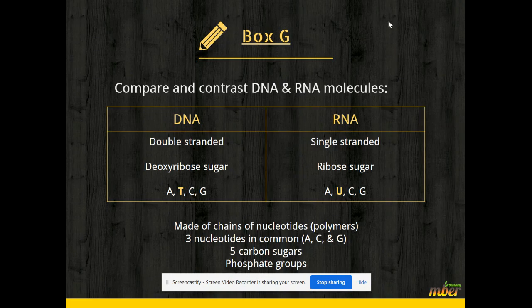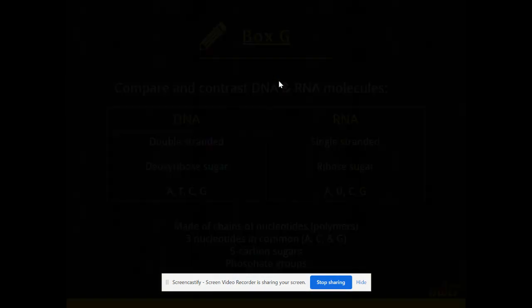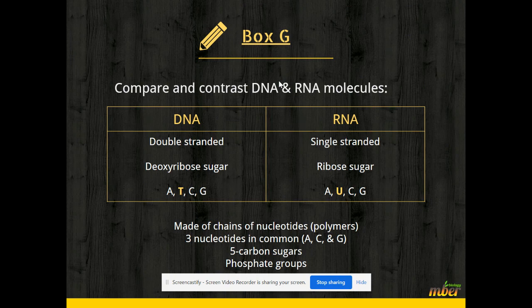Okay, so compare and contrast. We're at box G. Compare and contrast DNA and RNA molecules. DNA is a double strand. It has a deoxyribose sugar, so it's a deoxified ribose sugar, because over here, remember, it has one less oxygen. And the nucleotides are going to be A, T, C, and G. RNA is a single strand. It has ribose sugar, so it's not deoxyribose because it is not missing an oxygen, and it has U instead of T.